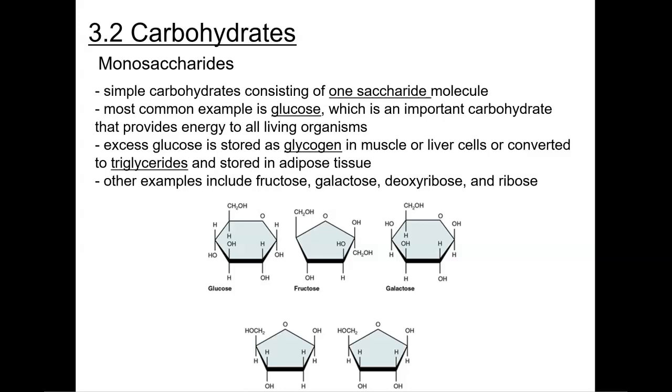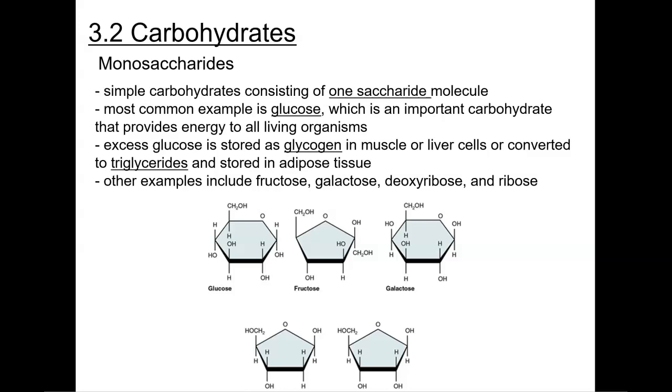Excess glucose can be stored in a human body or an animal body as a starch, and when it's stored, it's stored as glycogen. That's the form of starch that animals store this energy as. It gets stored in muscle or liver cells and then can be converted into triglycerides and stored in adipose tissue if you have enough glycogen storage already. Usually you have anywhere from 2 to 3 days of glycogen storage found in your muscle and your liver. If those are full, then it gets converted over into triglycerides, which are fats, and then it's stored as adipose tissue, which is your fat tissue.